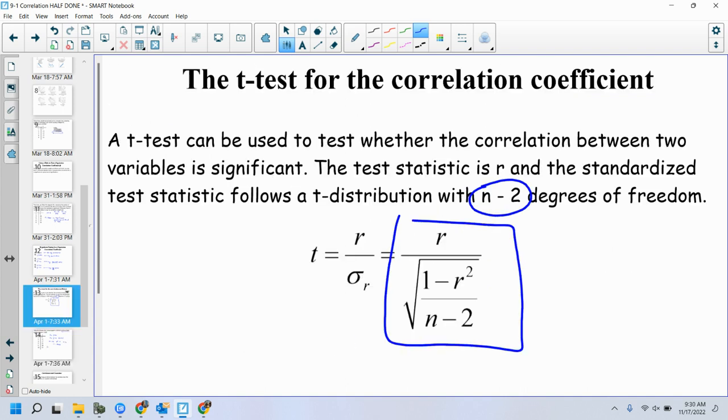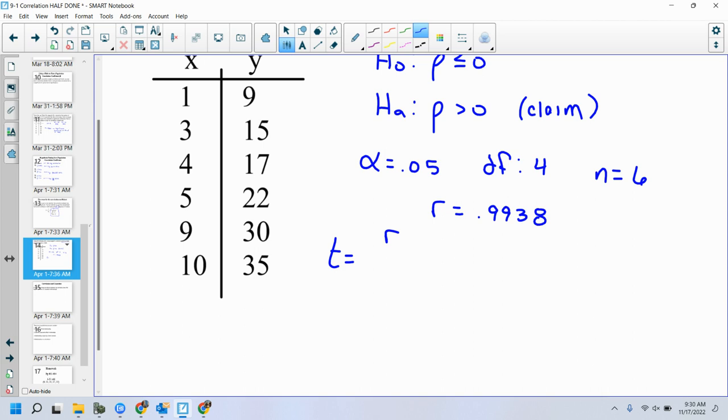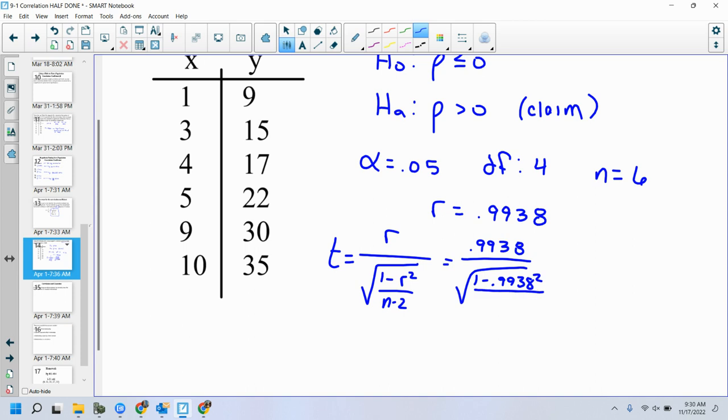Okay, jumping back to our formula here, T is R divided by the square root of 1 minus R squared over N minus 2. That bottom is really kind of like your standard deviation of your R. All right, so let's figure out what this is going to be. That's 0.9938 divided by the square root of 1 minus 0.9938 squared over N minus 2. Well, N minus 2, that's our degrees of freedom, right? So 6 minus 2 is 4.